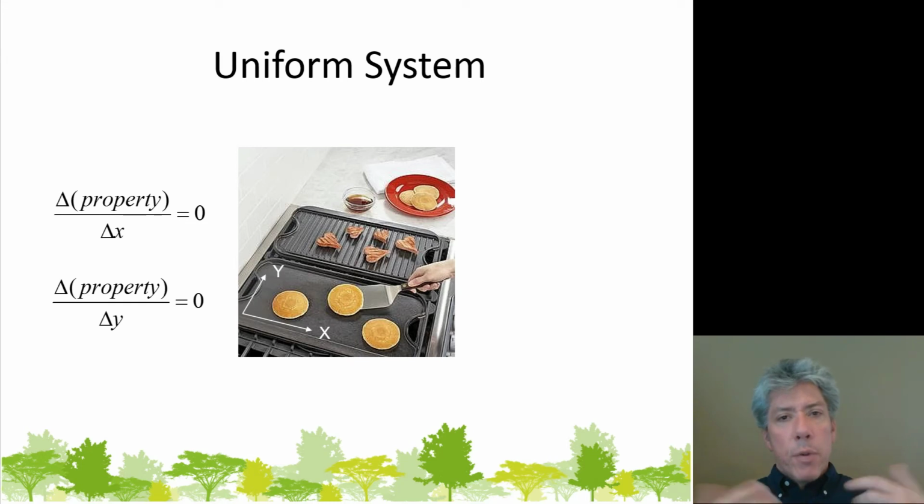And so if you want to understand uniform systems, think about it this way. It doesn't matter where I moved in the X or the Y direction along the surface of the griddle, I got the same measure of the property, being temperature. And once I put my pancake batter on that, perfect golden brown pancakes.